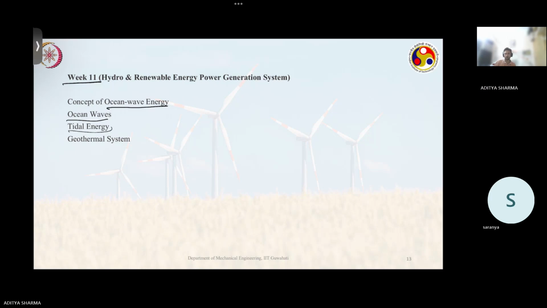Then is your tidal energy. So tidal energy basically is the tides that the oceans witness. So this has to do with the motion of your moon with respect to your earth, right? The lunar cycle, the solar cycle, and the earth and the relation, right? So that is your tidal energy.